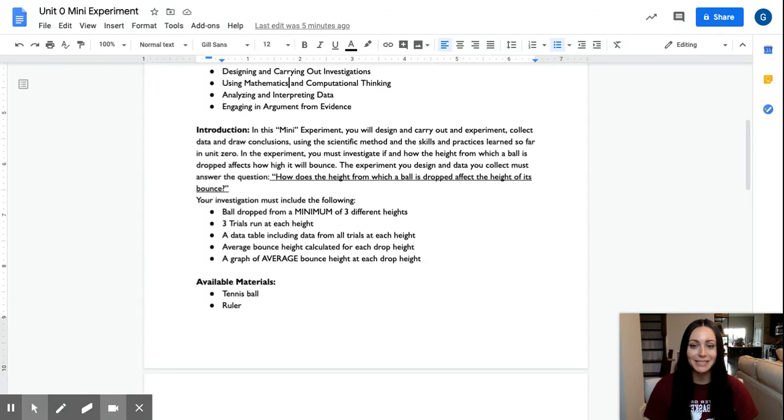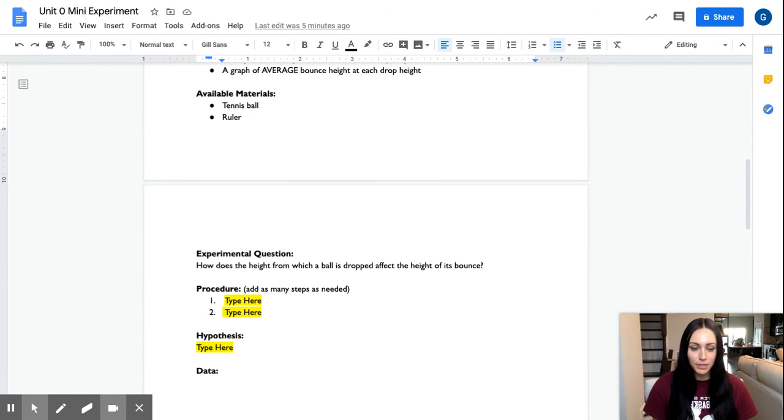It must also include a data table, which includes all of your data from all of your trials at each height. It must also include an average bounce height calculated for each drop height, meaning that for each height at which you drop the ball, once you collect all of that data, you will calculate an average of the height of the bounce. And finally, it must also include a graph of the average bounce height at each drop. That means that in your graph, you will only plot the averages that you calculated.